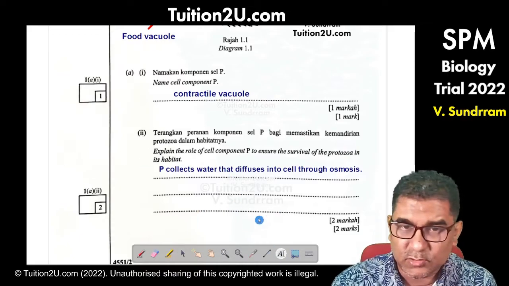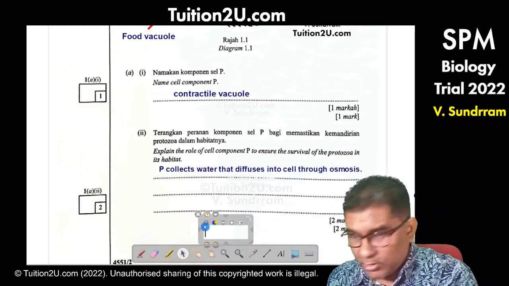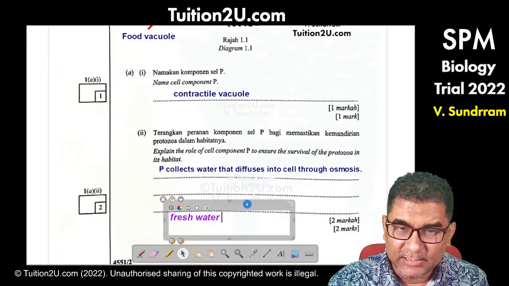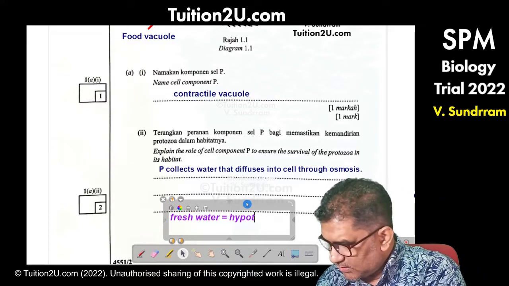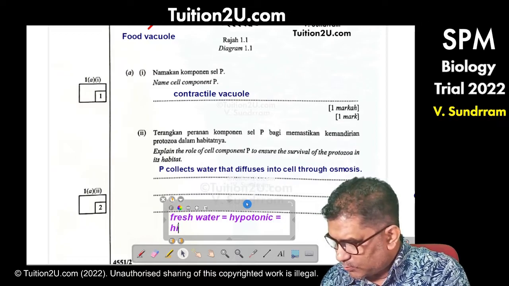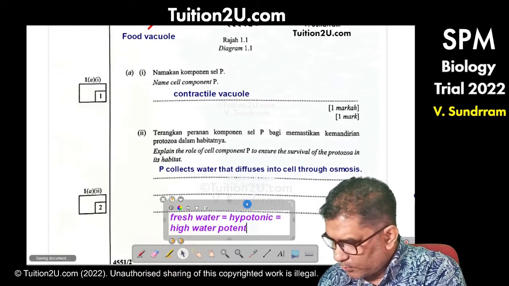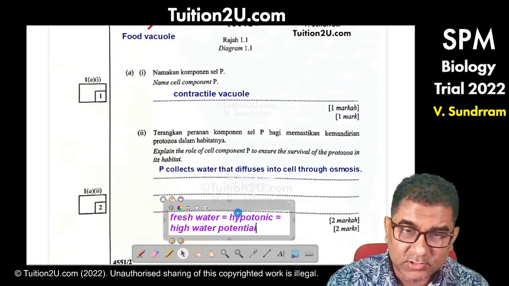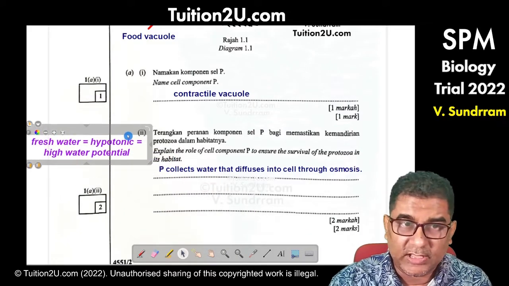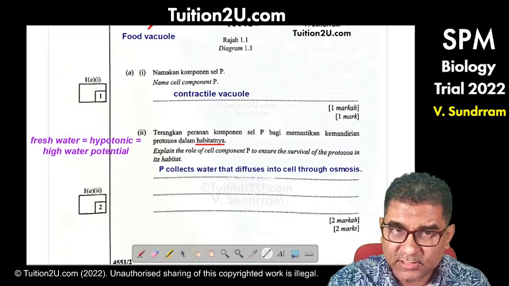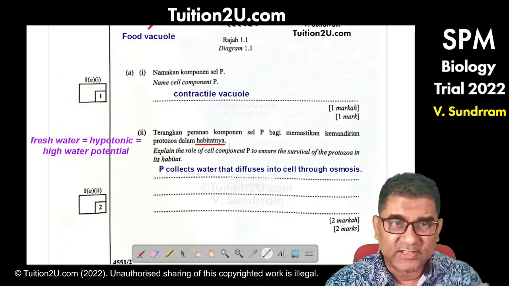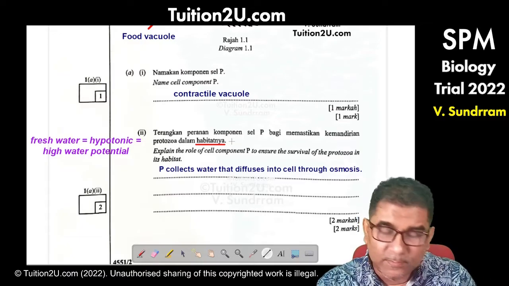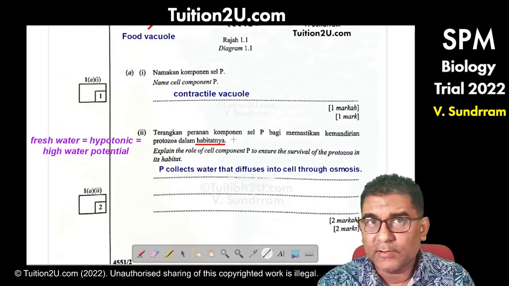Normally what will happen is, the clue given is this paramecium and the amoeba, they live in fresh water. So the fresh water is supposed to be hypotonic. That means they are supposed to have high water potential. So even though it's not mentioned here, you need to know this. So the habitat, the question mentioned is habitat. So the habitat of amoeba and paramecium is fresh water. Fresh water is hypotonic. Fresh water has higher water potential compared to the cell.